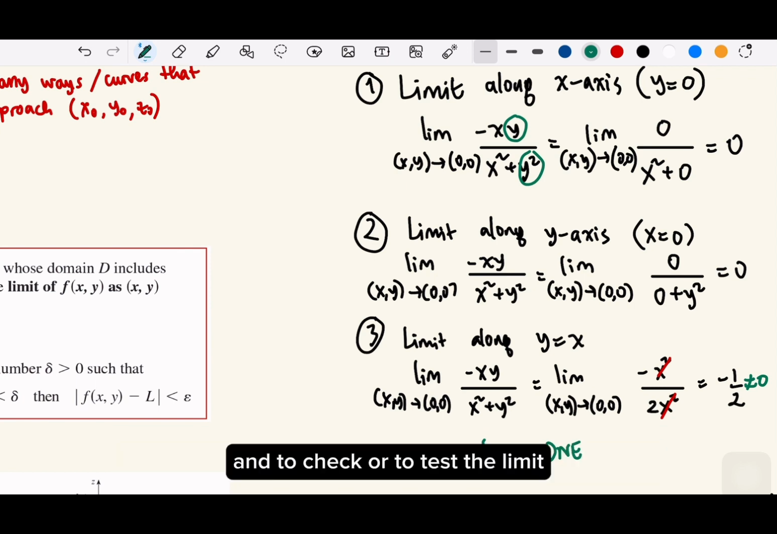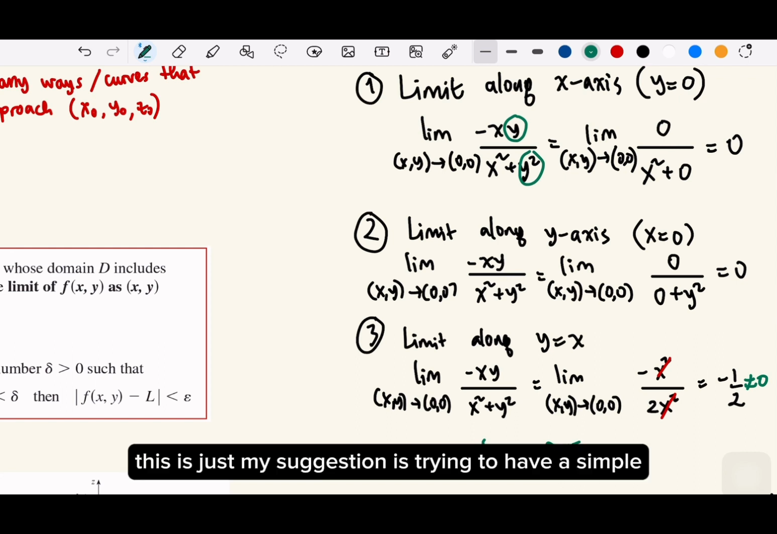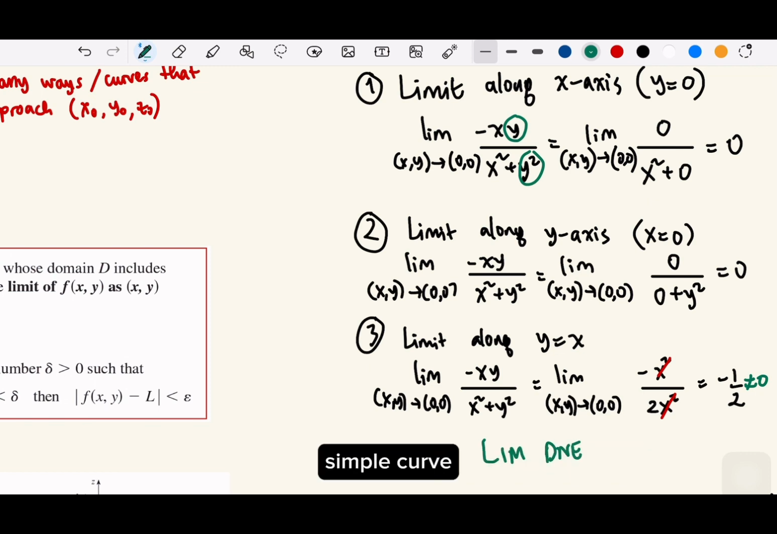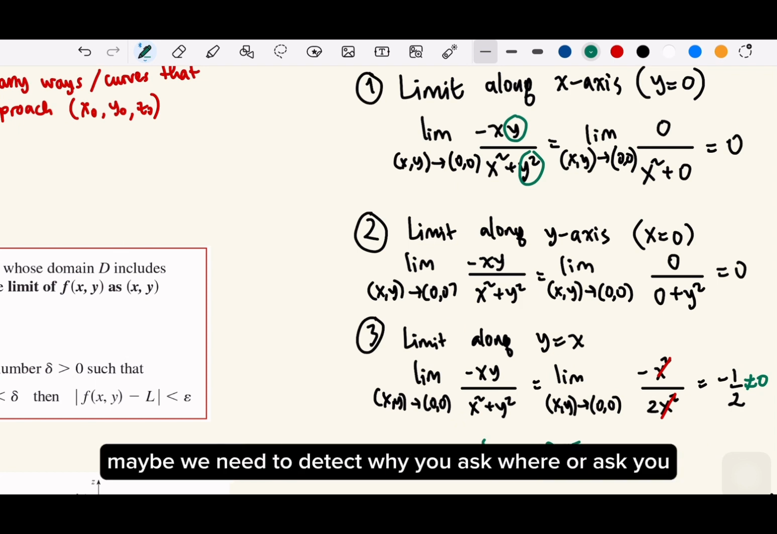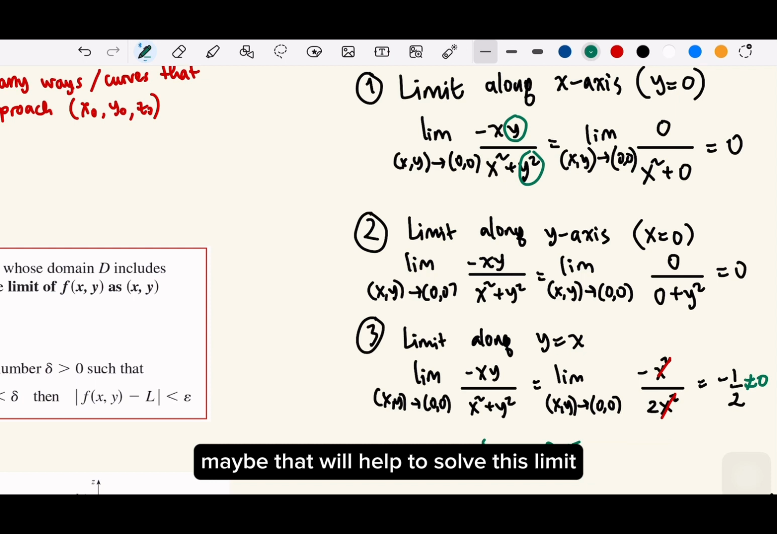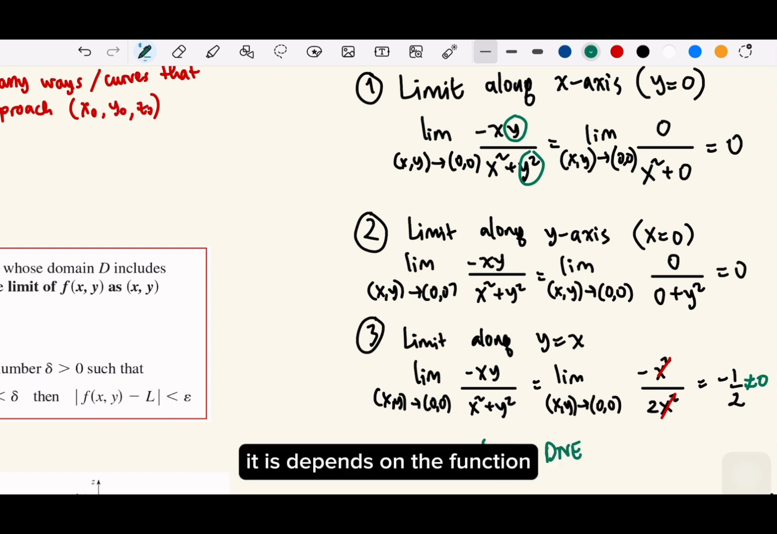And to test the limit, my suggestion is to try a simple path, a simple curve, like y equals x. Later you will see that it also depends on the structure. Sometimes we need to check y equals x squared or x cubed, and maybe that will help to solve the limit. It depends on the function. So you can have any curve that's possible.